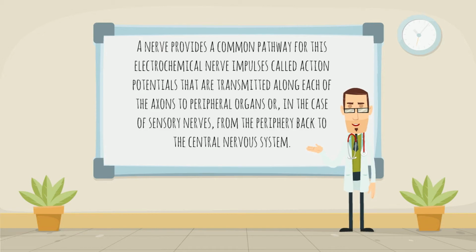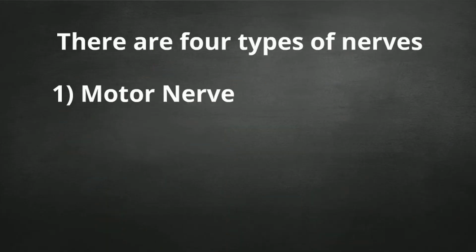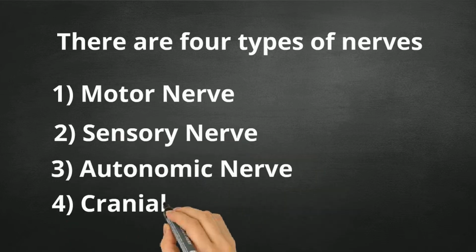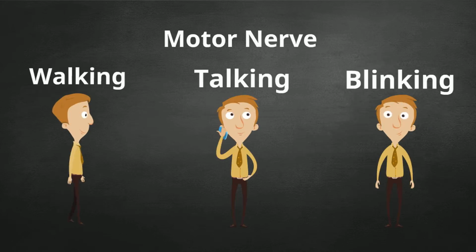There are 4 types of nerves: motor nerves, sensory nerves, autonomic nerves, and cranial nerves. Motor nerves send impulses from the brain and spinal cord to all parts of the body. This allows people to do everything from walking and talking to blinking their eyes.